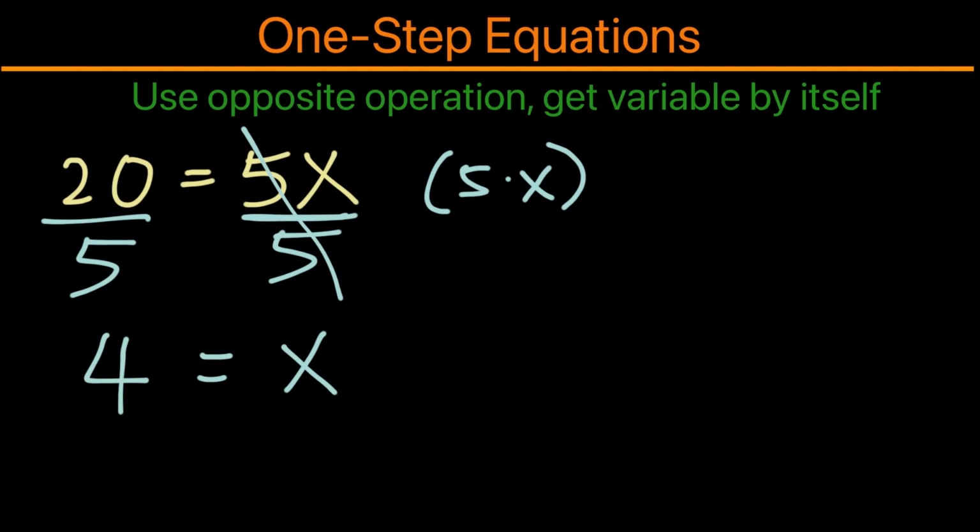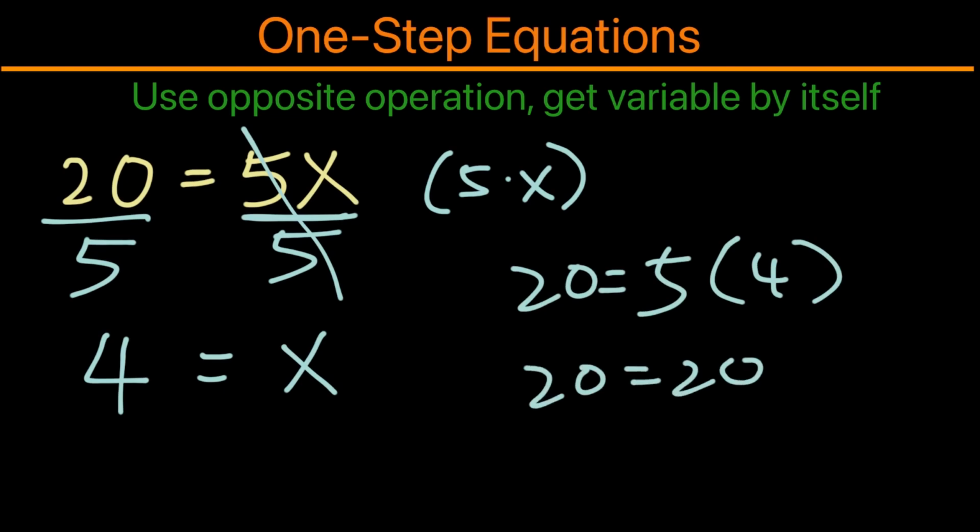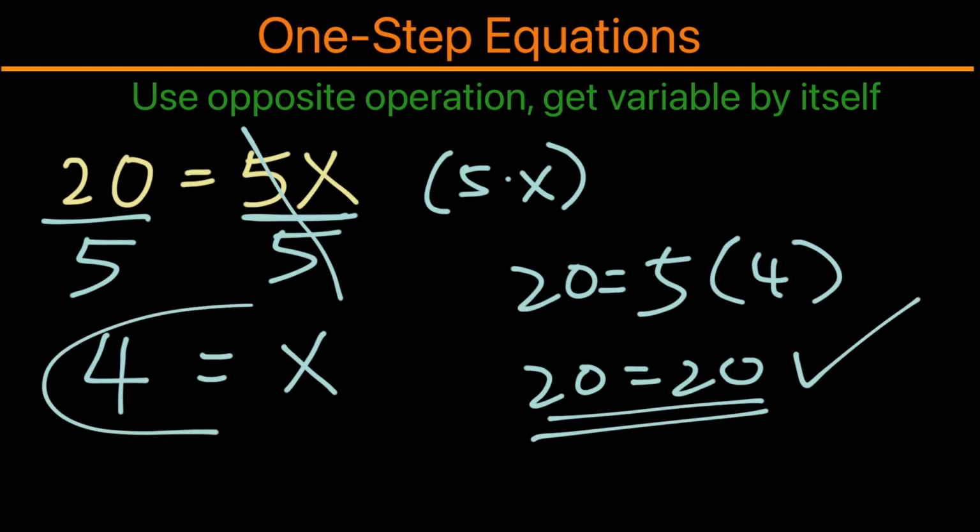And let's try plugging in. So 5 times 4 equals 20. And that is a true statement. Checks out, and this is the answer.